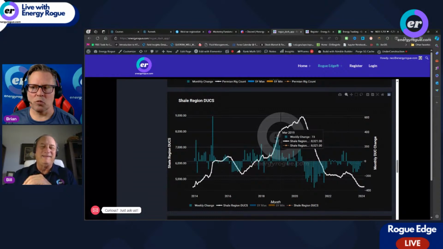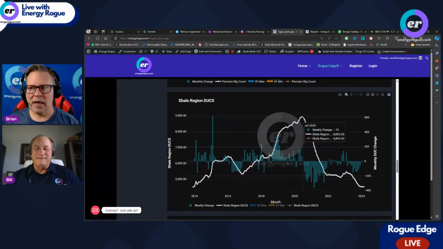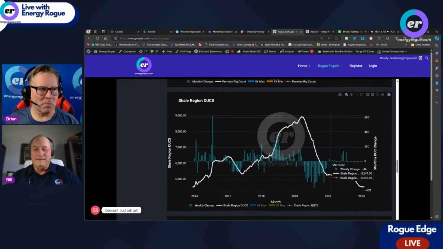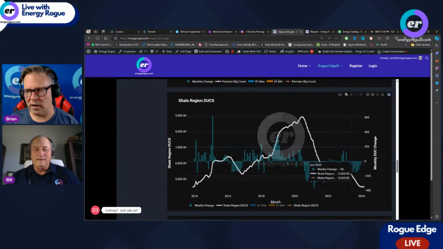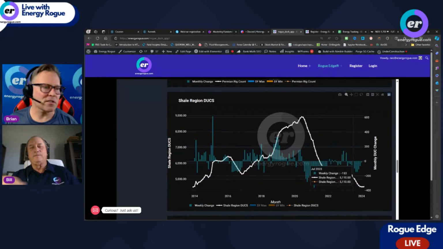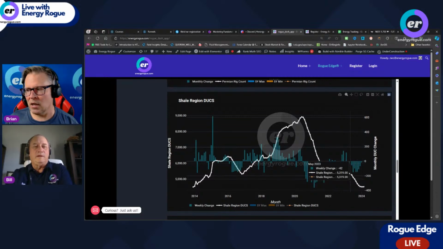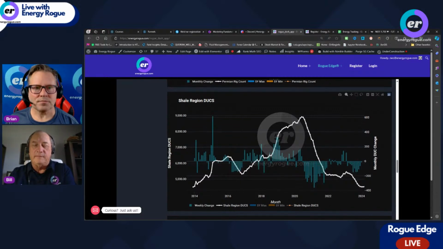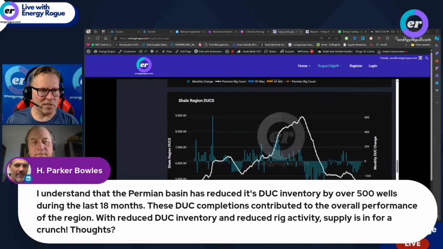So during COVID, we had an increase in ducks, and then those were completed over the next 18 months. Over the next 18 months into 2022, we kind of extinguished our inventory of ducks. Then we rose a bit in 2022, or into 23, which is kind of surprising because commodity prices were still a little bit higher. But we had some infrastructure problems at that time. We've decreased, and Parker was asking specifically about the Permian.